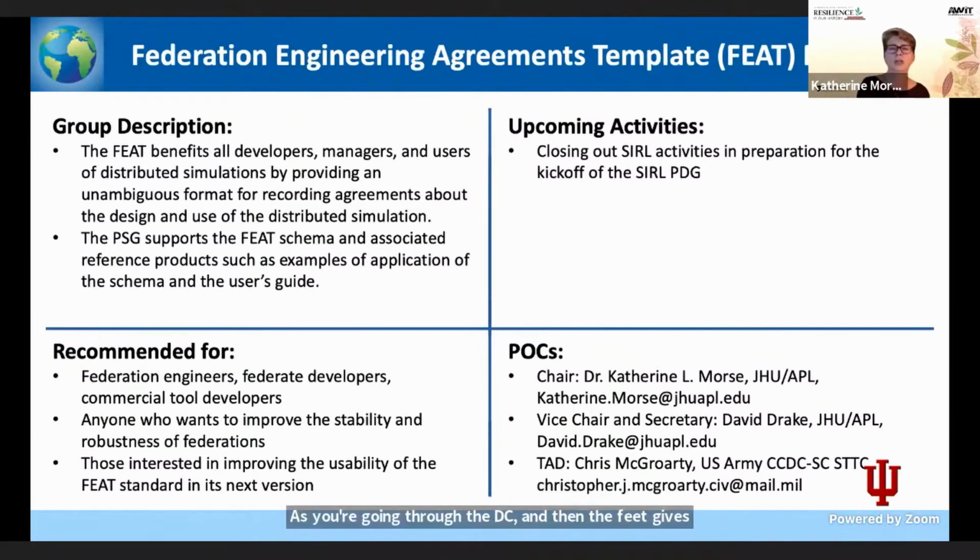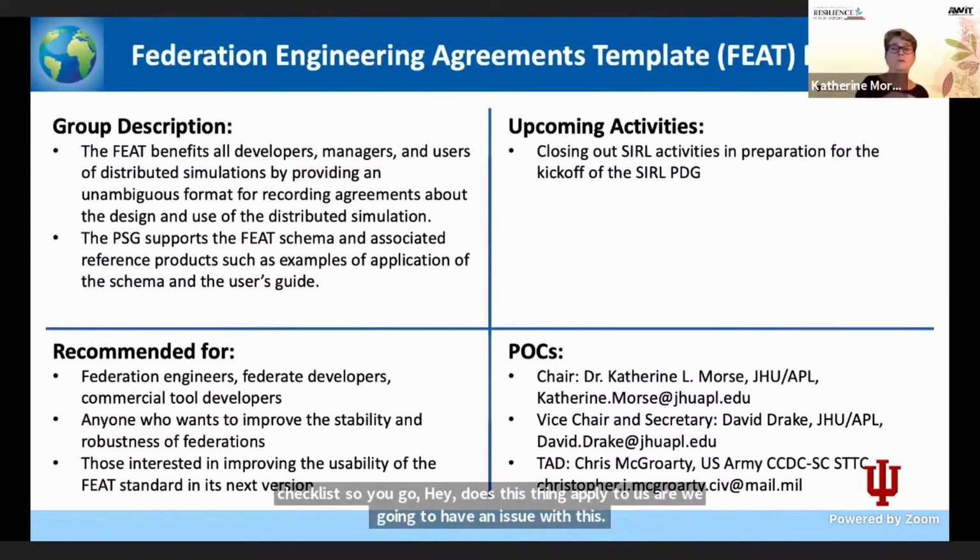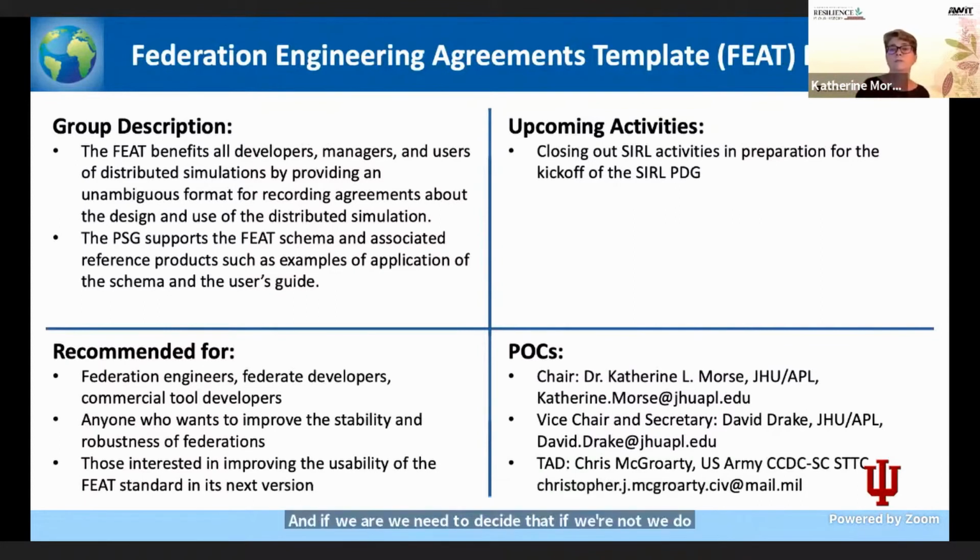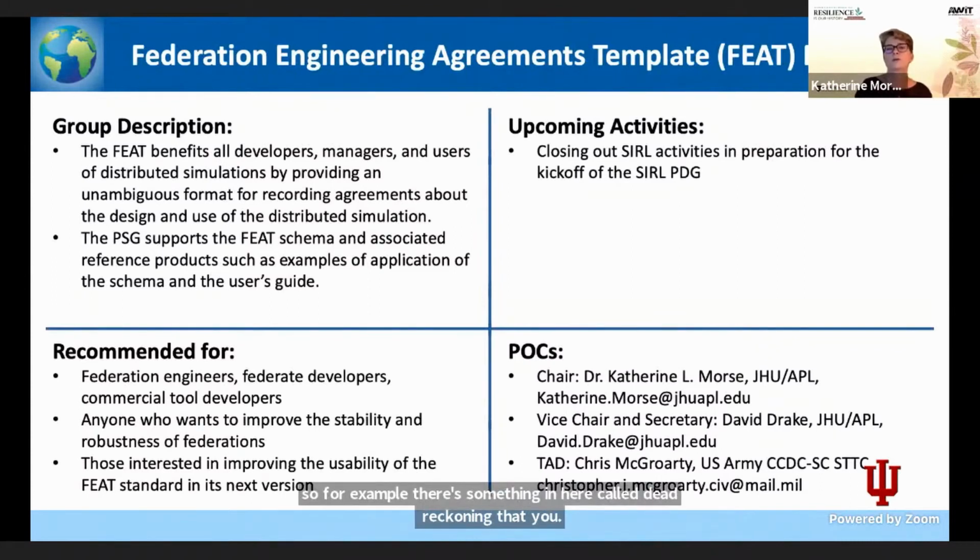It also is kind of a checklist. So you go, hey, does this thing apply to us? Are we going to have an issue with this? And if we are, we need to decide that. If we're not, we just check it off and go, okay, that doesn't matter to us. So for example, there's something in here called dead reckoning that you do with things moving around, and how fast they're moving, and where they're going to be in the future.